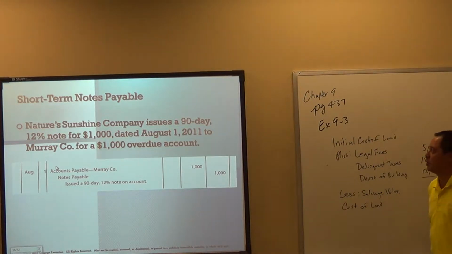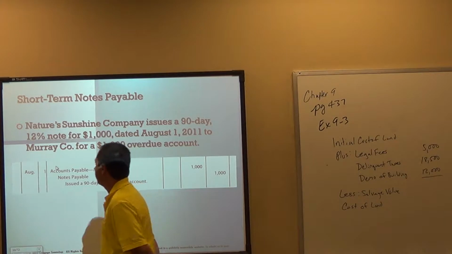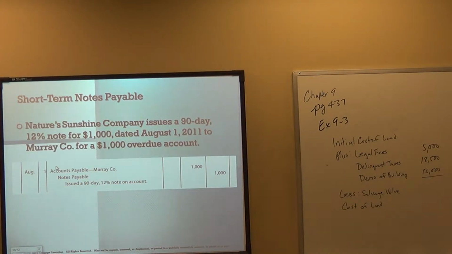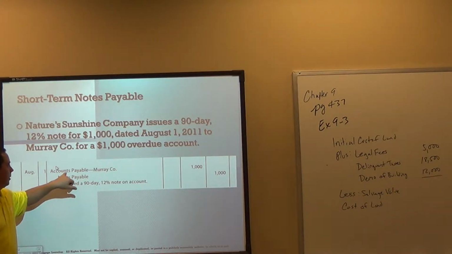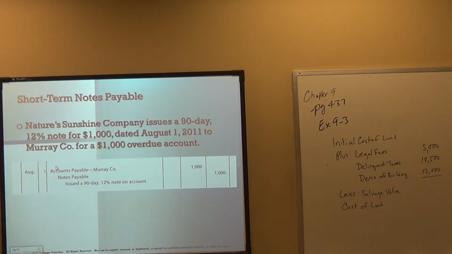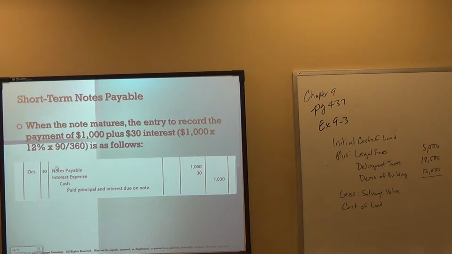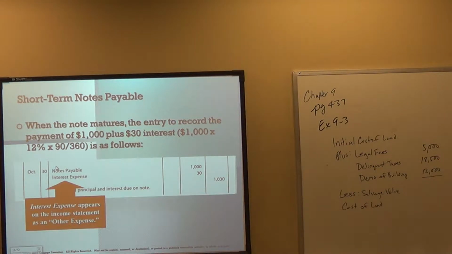So in here, Nature's Sunshine Company issues a 90-day 12% note for $1,000 dated on August 1st to Murray Company, $1,000 overdue on the account. Remember we just looked at this from last chapter 8, I think it was, just a little bit ago. So accounts payable, we take it out of there, excuse me, and then move it over into notes payable. So we now have a note that they owe us. But that note is a short-term note, right? Because it's 90 days. So we're not going to be long term. So when the note matures, the entry to record all this, like we looked at before, we get rid of the notes payable, we have interest expense, and then cash.